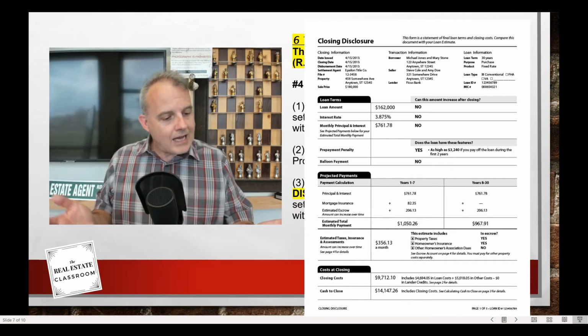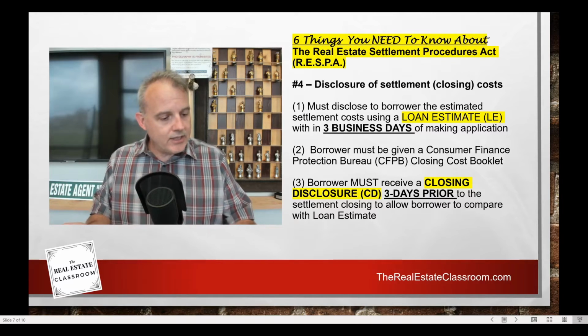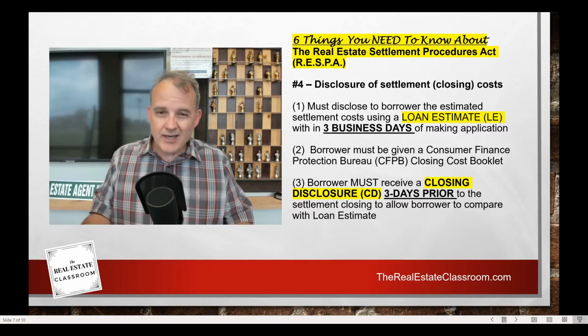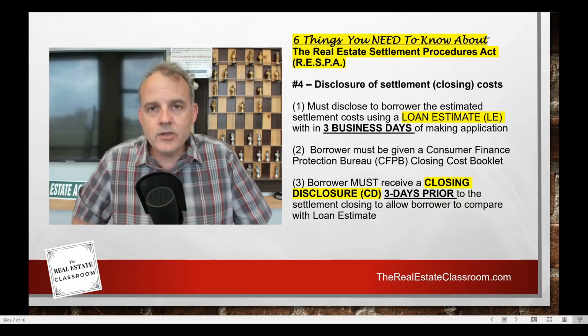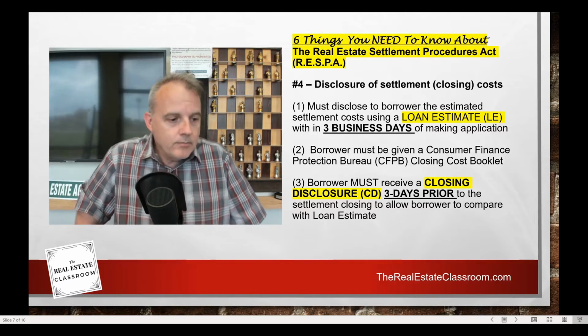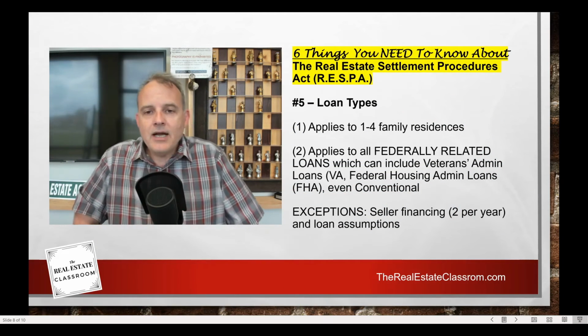So therefore, it allows the borrower to make a comparison. What was the initial estimate? What was the final estimate? And if it's really egregious, and there's some thresholds that are built in, we're not going to discuss those, the borrower does not have to go through with closing. All right. So number 5, loan types.